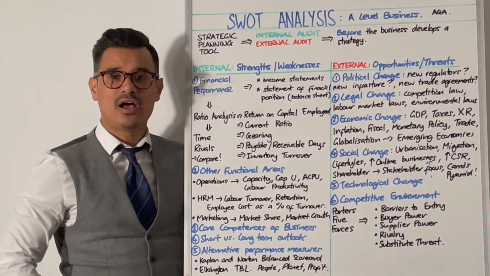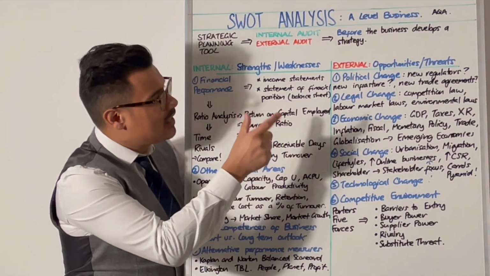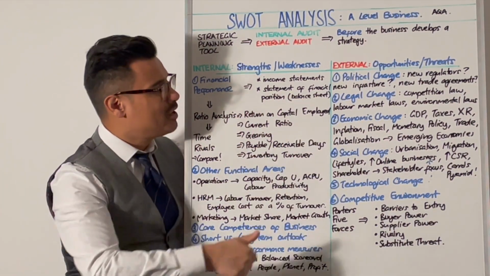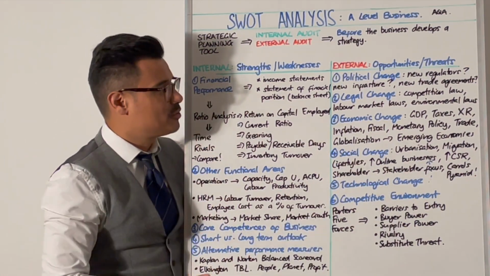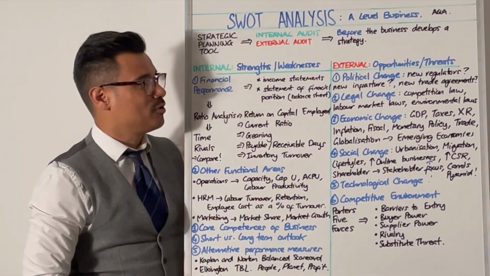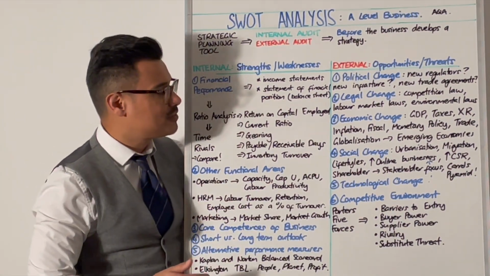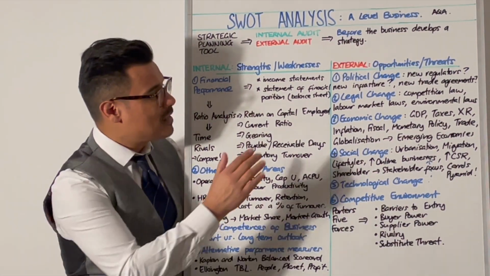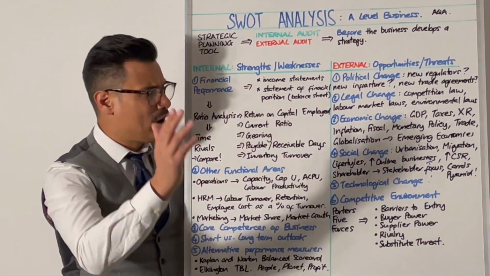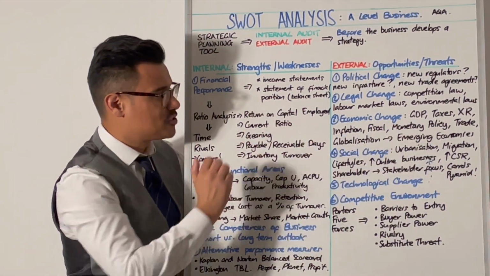On the external side, the opportunities and threats. So first thing you could be looking at is political change. Perhaps there are new regulators that have been put in place, and that would be an opportunity or a threat to a business. New infrastructure has been put in place. It could be there are new trade agreements. Perhaps that could be an opportunity to the business. Legal changes, maybe there's new competition law, maybe there are new labour market laws, could be minimum wage changes, maybe there are new environmental laws. These are all possible opportunities and threats to a business.